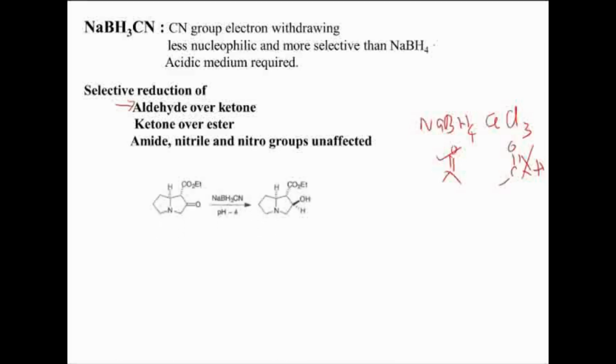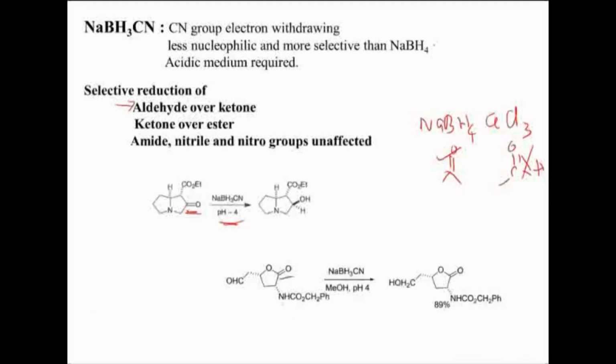Okay, and for this, you should know that the pH of the medium is very, very important. The reagent is effective only in acidic medium. So pH is very, very important. All right. So here you are having ketone and ester. Ester is unaffected, only the carbonyl group is affected. Then here you are having 3 functional groups: amide, ester and aldehyde. Only aldehyde is reduced to the corresponding alcohol. Other groups are unaffected. Okay.